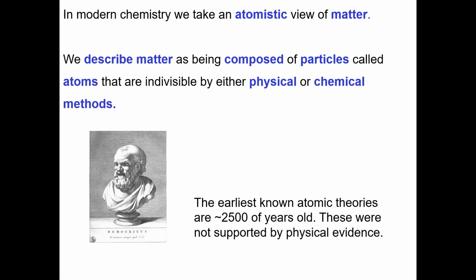That is, we think of matter, or objects, as being composed of particles that are called atoms, and that these atoms are indivisible by either physical or chemical methods. The early known written records we have of these kinds of atomic theories date back to the ancient Greeks, and in particular a guy called Democritus. It's important to recognize that these ideas were not scientific theories, as they were not supported by physical evidence.